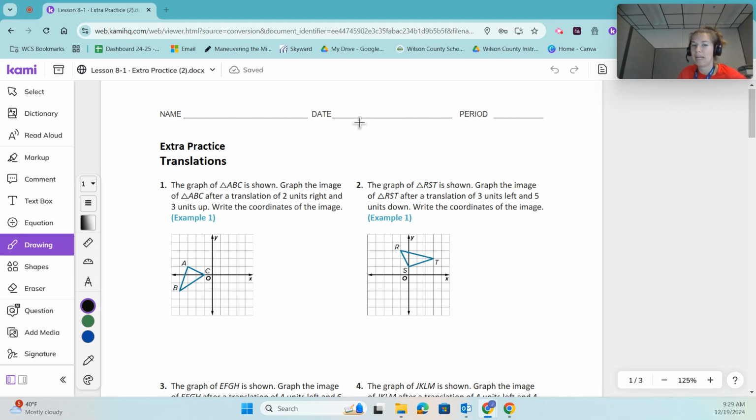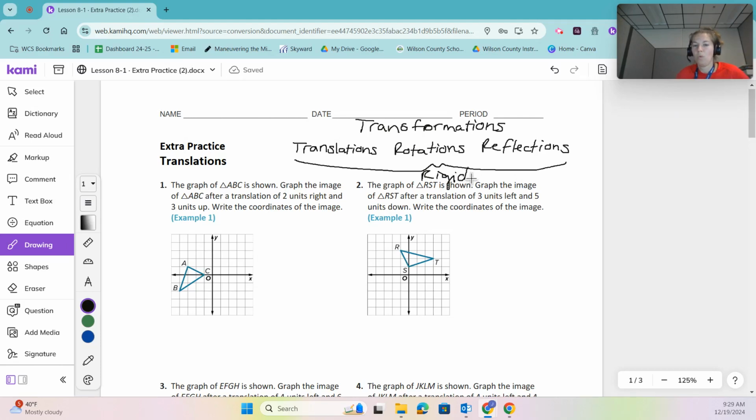There are several different types of transformations. The first group of transformations are known as rigid transformations, and rigid transformations include translations, rotations, and reflections. When I say rigid, what I mean is the size and shape of the figure stay exactly the same. They are congruent. Remember, this is the symbol for congruent.